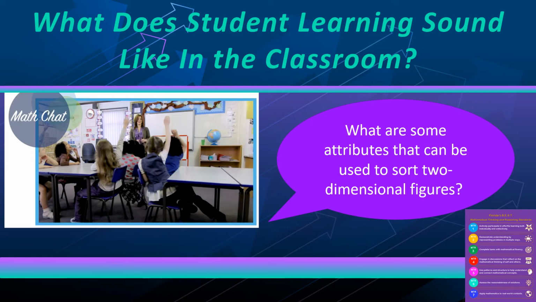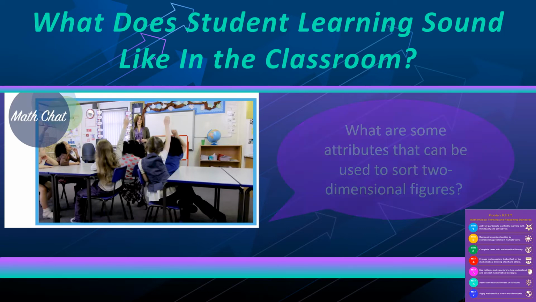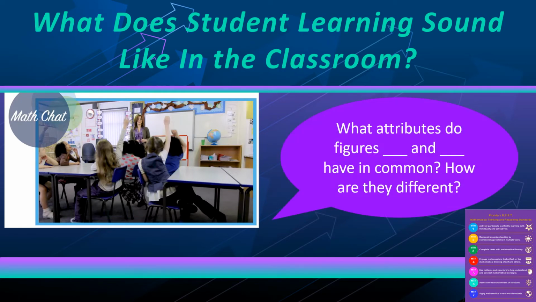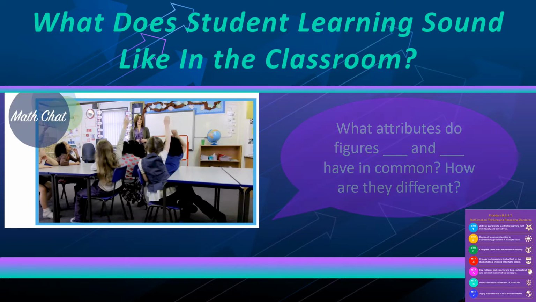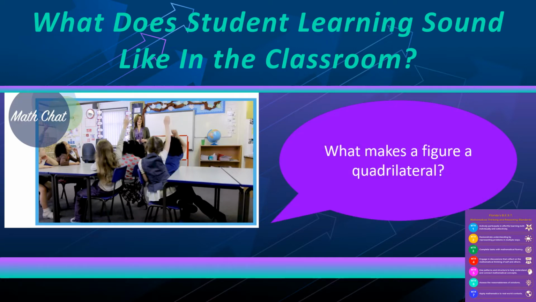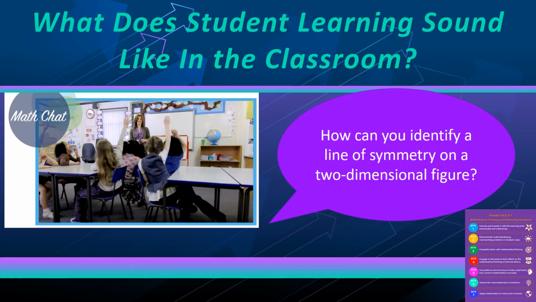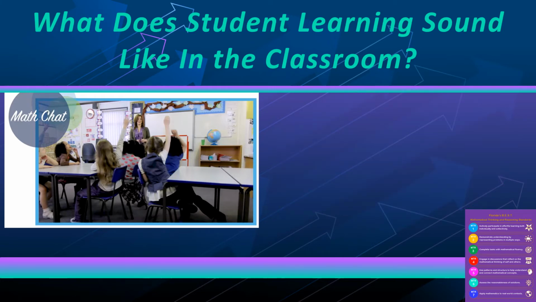What are some attributes that can be used to sort two-dimensional figures? What is a shape with three sides called? 4, 5, 6, or 8? What attributes do figures A and B have in common? How are they different? What makes a figure a quadrilateral? Describe the different ways you sorted your figures. How can you identify a line of symmetry on a two-dimensional figure? These questions provide opportunities for students to explain their reasoning and connect with the MTRs.